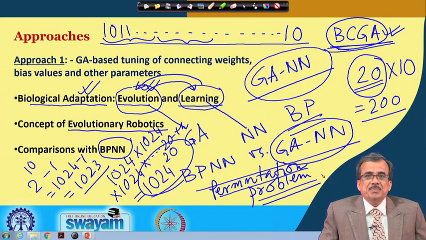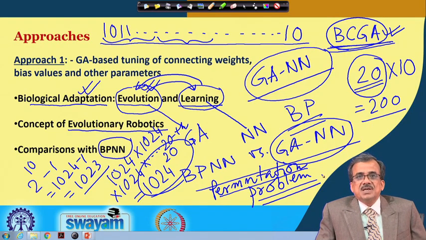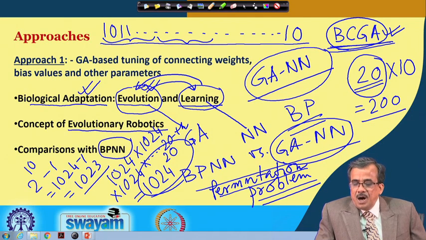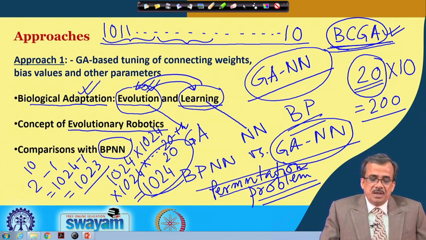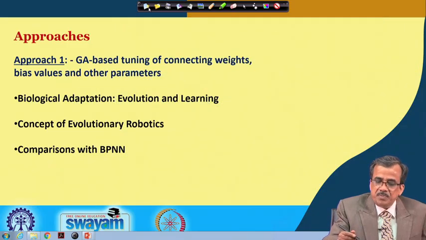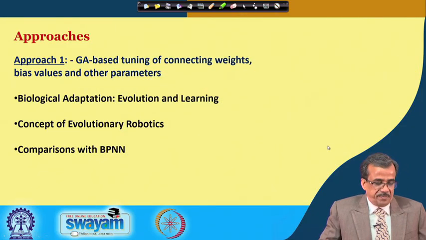But here, for simplicity, I am just going to discuss the binary coded GA only. That means, how to use a binary coded GA to design or evolve a suitable neural network, so that it can predict the input output relationship very accurately.